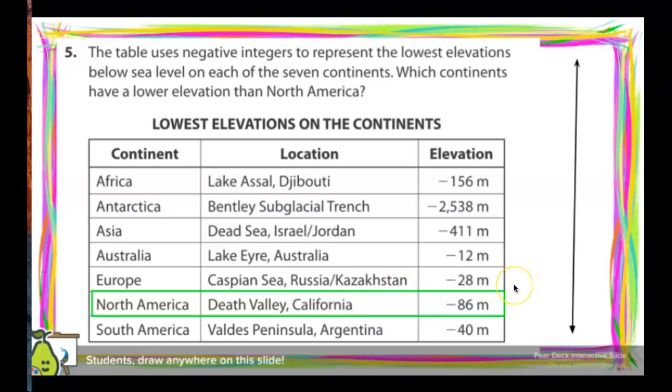Do we have to plot it? You can plot to help you, but you don't need to. You could just arrange the numbers. Up to you what strategy you would like to use for you to know which continents have a lower elevation than North America. All right, I'll give you a minute.